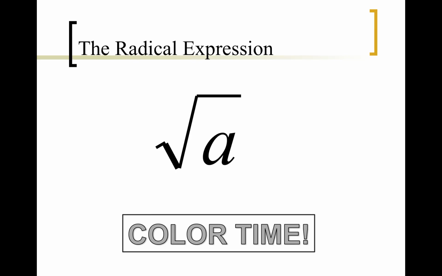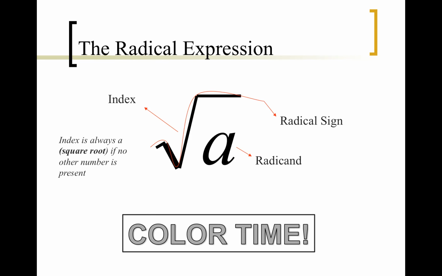Next up, the whole idea of why we take square roots in the first place, the radical expression. There's lots of features to the radical expression, so I want you guys to know all about it. First up is the symbol. The symbol has a name. It's called the radical sign. Next up, any number or letter that's underneath that radical sign, it's called the radicand. Last but not least, usually there's a number in there, but since there's no number, we call it the index. And that index is always the square root if there's no other number.